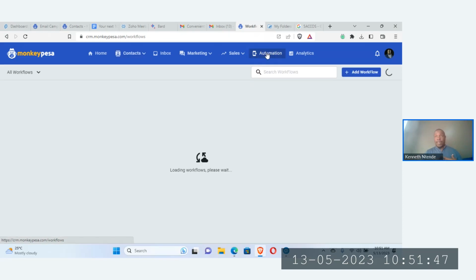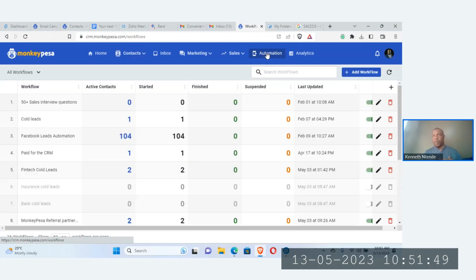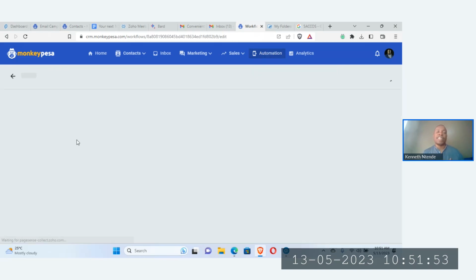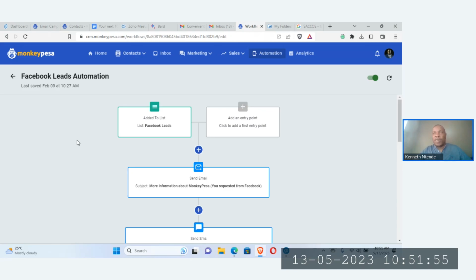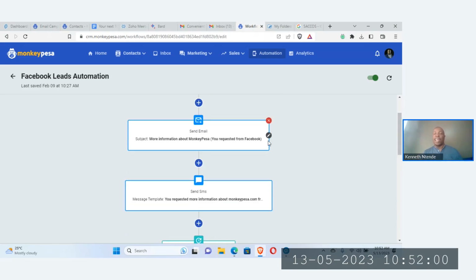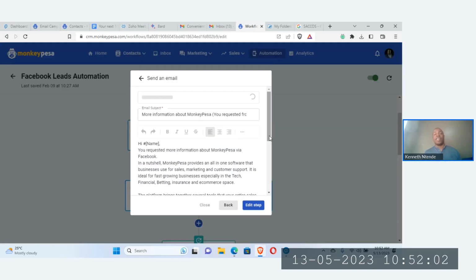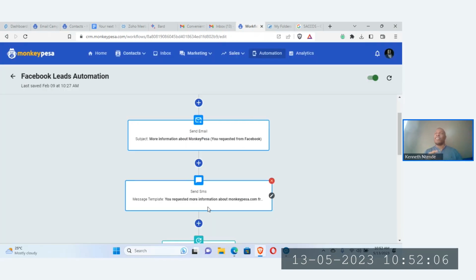The beauty about the Monkey Pesa platform specifically is that it even has what we call automations. As an example, I get leads from Facebook every day. I get 100+ leads. I have to send communication to them via email, via text. So as opposed to me manually sending a reminder to everyone, whenever a lead comes in from Facebook, automatically it's pushed into Monkey Pesa, and a trigger is set so the information is sent immediately without me hassling whatsoever.